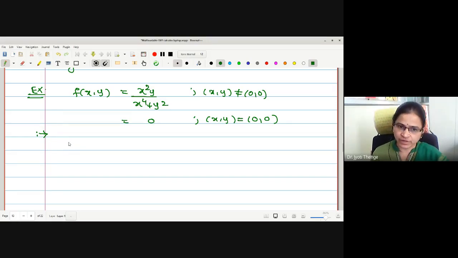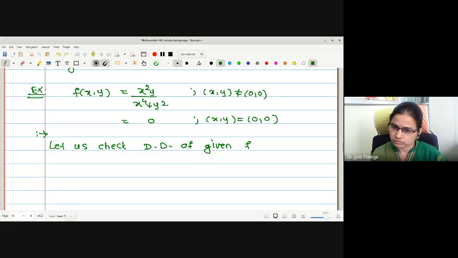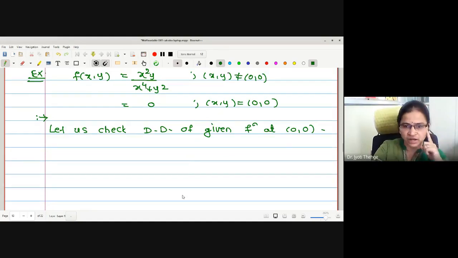For the sake of convenience, we will check the directional derivative at 0, 0. Let us check the directional derivative of the given function at 0, 0. Here we are going to show the directional derivative exists, but the function is not continuous at 0, 0.